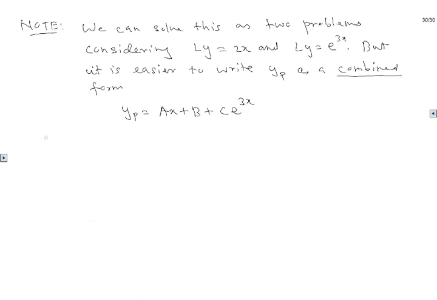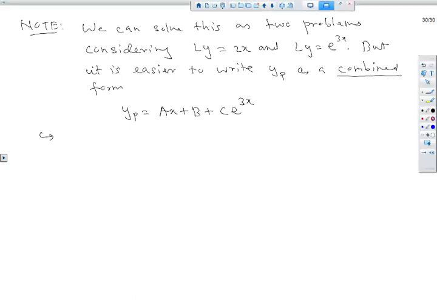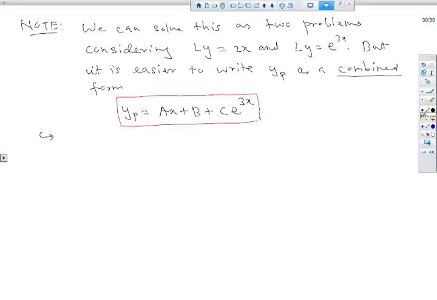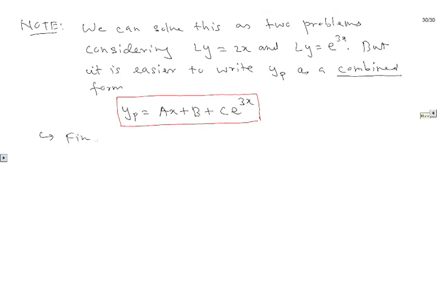Now after we get the form, we know what to do. So that's the form. We can write the separate forms and then combine them as one. Good. Now what we can do is just find a, b, and c as before.